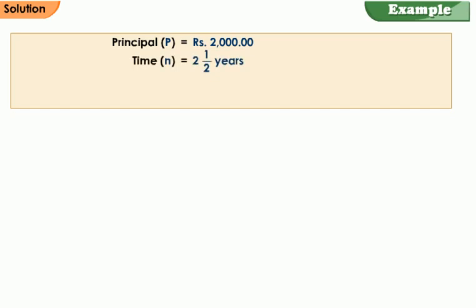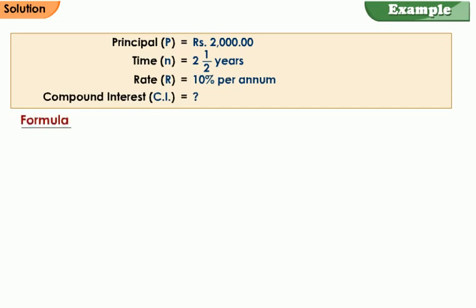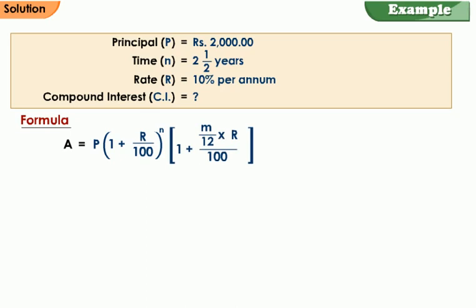Students, we use the formula A equals P into (1 plus R by 100) whole to the power n into (1 plus m by 12 into R) whole divided by 100, where A stands for amount, P stands for principal, R stands for rate, N stands for time in years, M stands for months, and R stands for rate.